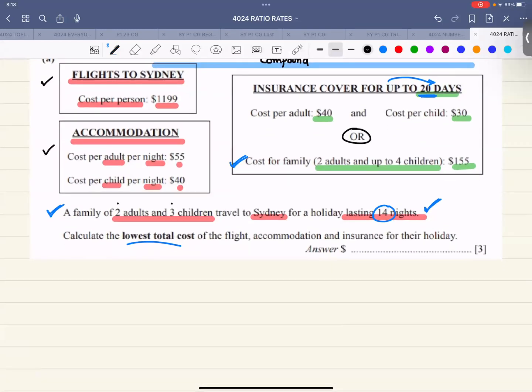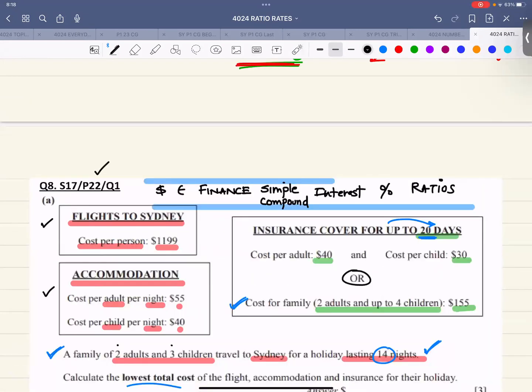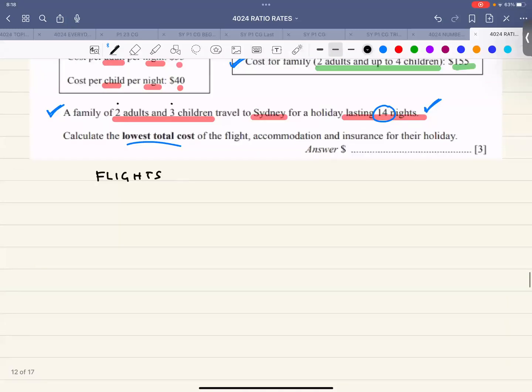So 2 plus 3 is 5. If I talk about flights, and it looks like a paper 2 question, yes, it is. You can sense a paper 2 question right away. Let me grab my calculator, 1199 into 5. That is $5995. That is the first thing that I'm interested in. Let me highlight it. That is the cost of the flights.